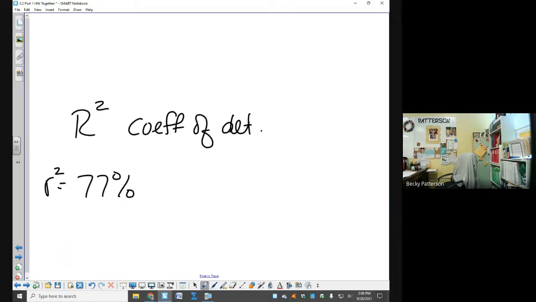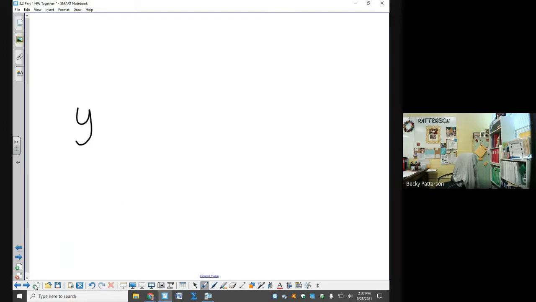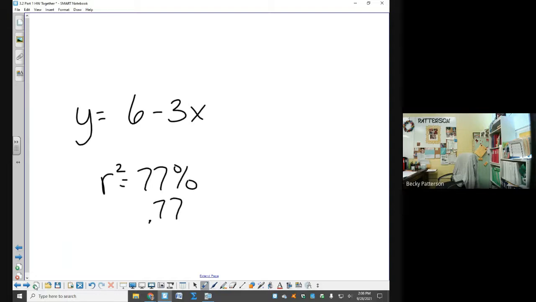Okay. If I give you an equation, and I tell you that the R squared is 77%, or 0.77, however you want to look at it. How can you find the R? Like plain R. Okay, grab a calculator. What is the square root of 0.77?